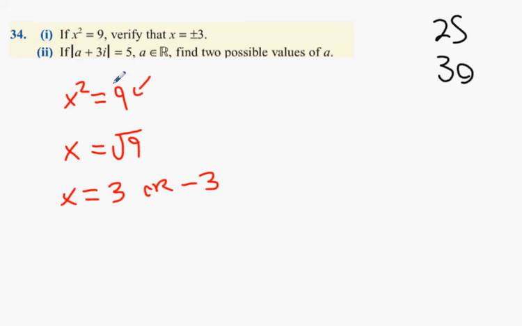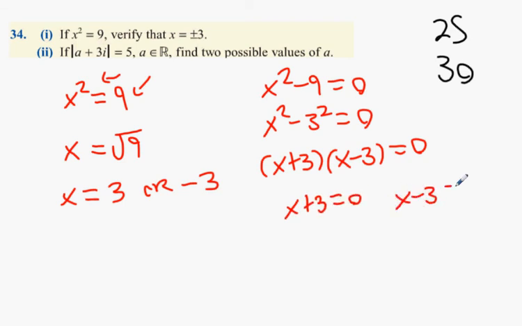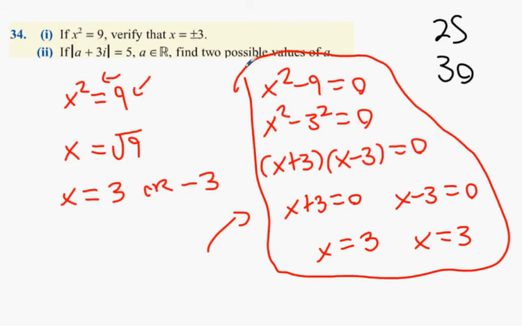Another way of doing this is to bring the 9 over to the other side and have x squared minus 9 equals 0. This is the difference of two squares, which you might remember from fifth year algebra. Then you're going to get x plus 3 equals 0, x minus 3 equals 0, so x equals 3, or x equals minus 3. Technically, this one would be the better answer for this question. Difference of two squares.